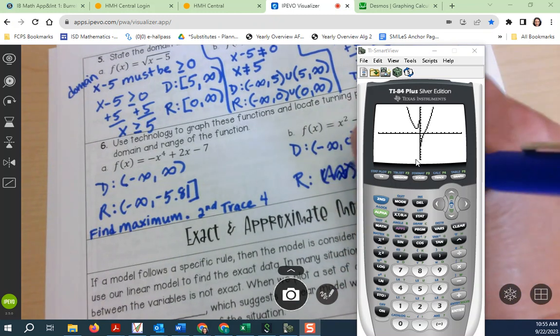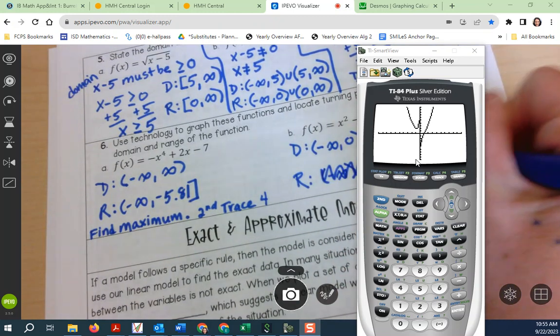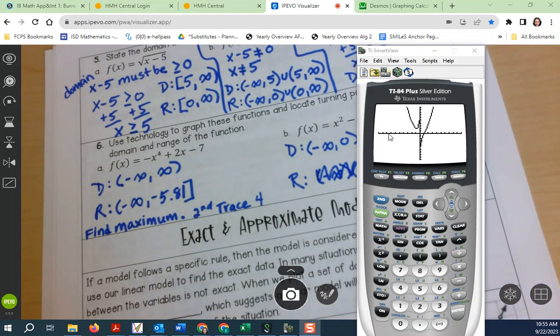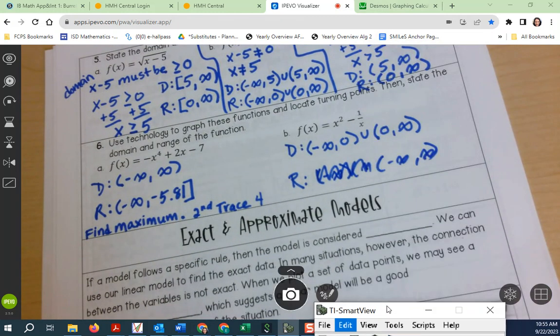Negative infinity, infinity. And let me minimize this so you can see. There you go.